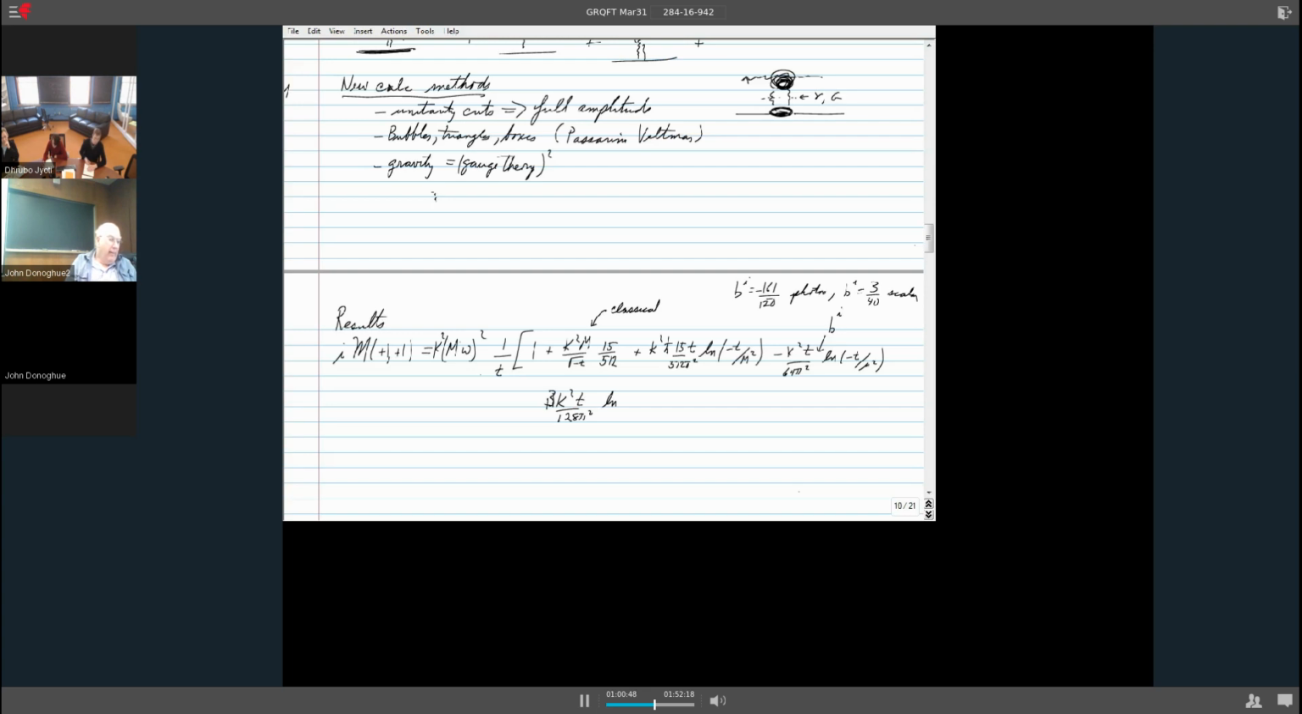And this guy actually has a coefficient out here, which I'll just call B sub i. And B sub i is minus 161 over 120 for a photon. And if I had a massless scalar, B sub i is 3 over 40.